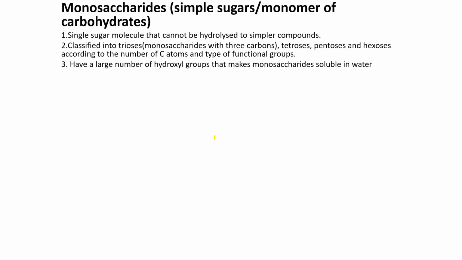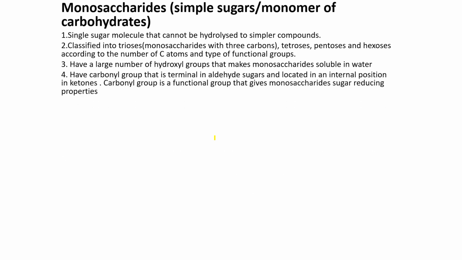Now monosaccharides have a large number of hydroxyl groups. You still remember hydroxyl groups, OH. And because of these hydroxyl groups, it makes monosaccharides soluble in water. Now class, why does having hydroxyl groups make the monosaccharide soluble in water? The functional group OH tends to form hydrogen bonds with the water molecules. When it forms hydrogen bonds with the water molecules, it makes them soluble in water.